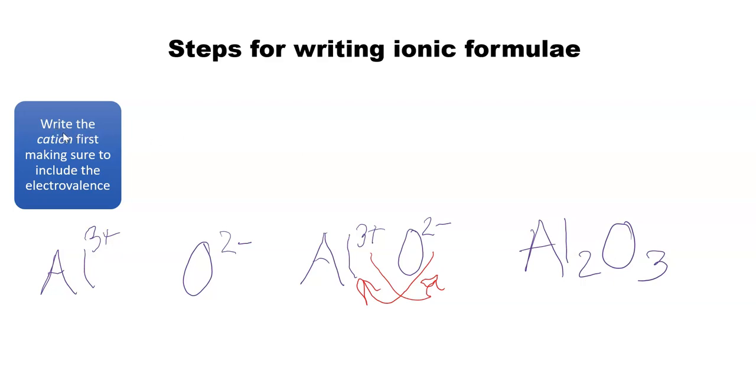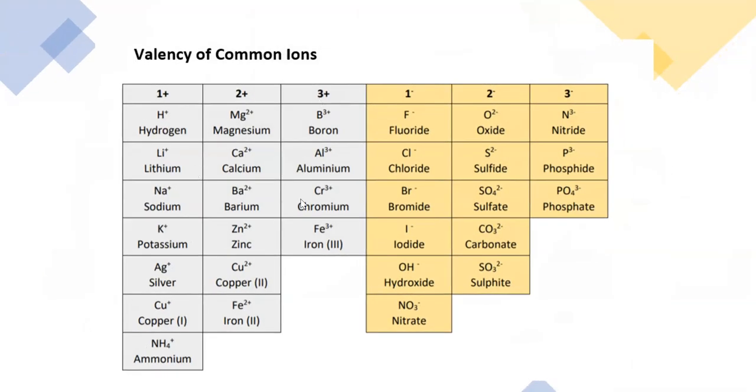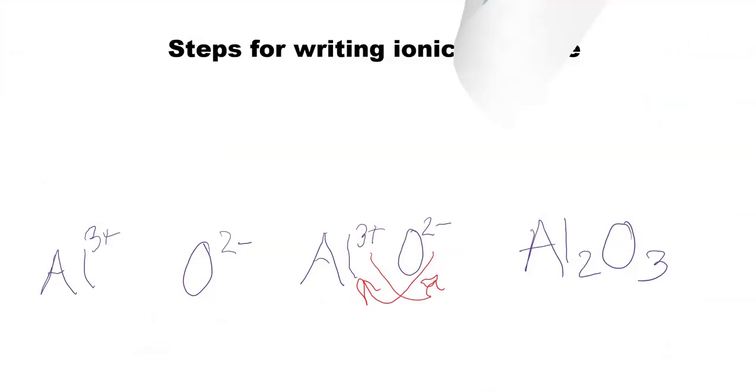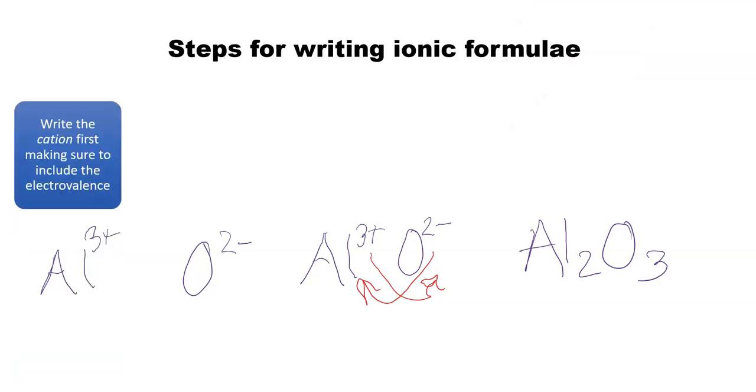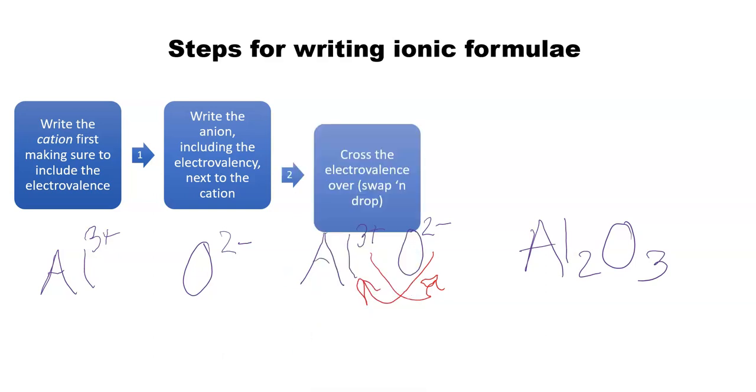First of all, we write the cation and make sure we've got its electrovalence. So there we've got its electrovalence. It's a 3+. If I go back, I can't do this each time, but look on here, aluminium is 3+. It's got 3 electrons it's going to want to get rid of. Then we write our anion, and in this case, we're looking at oxygen. Oxygen has 2 electrons it wants to gain. So we write the 2 of them together.